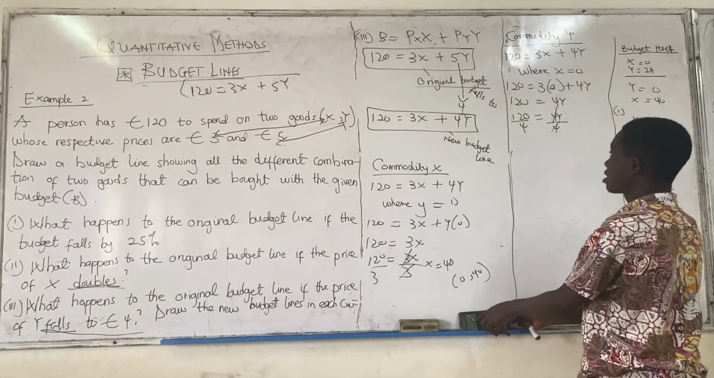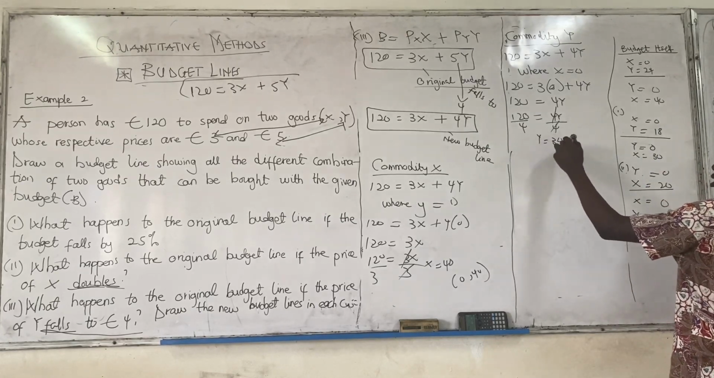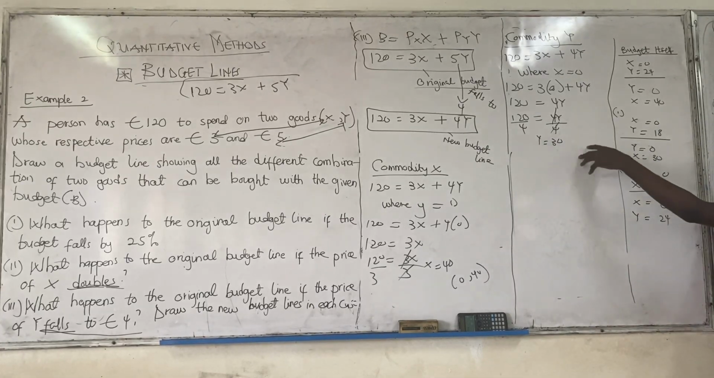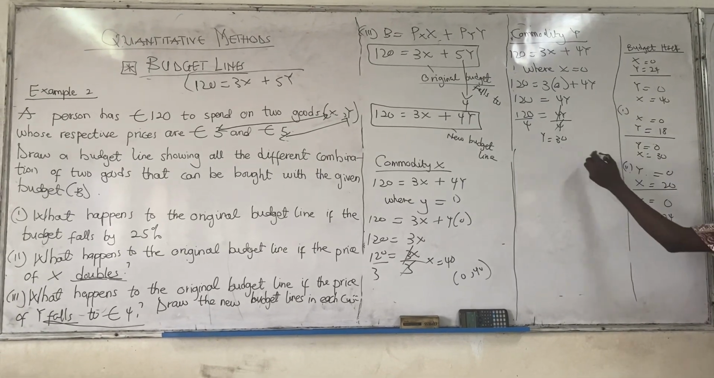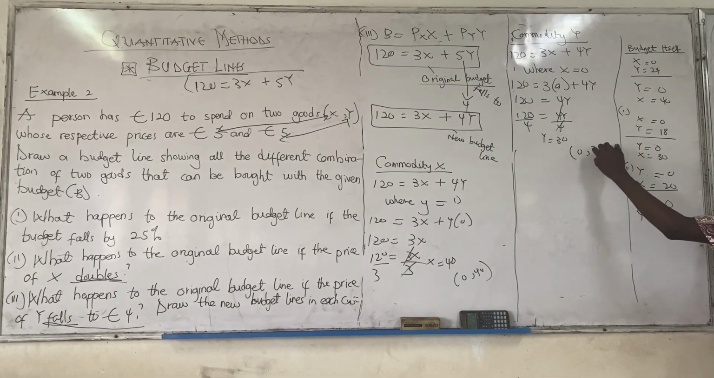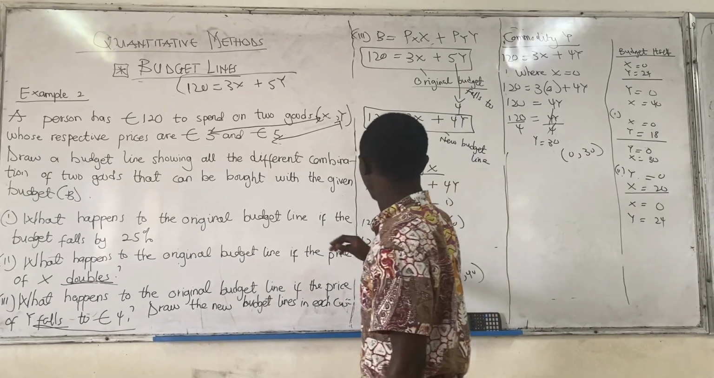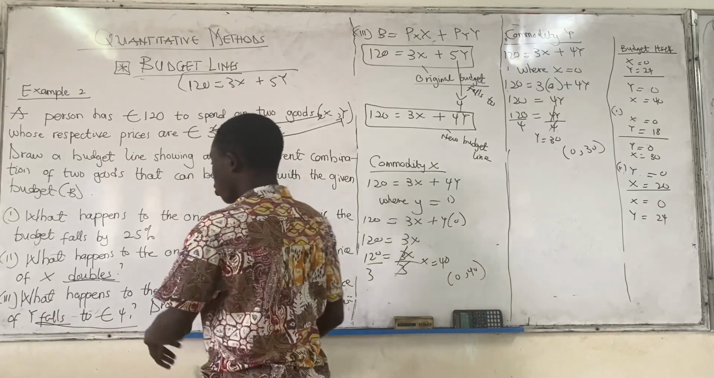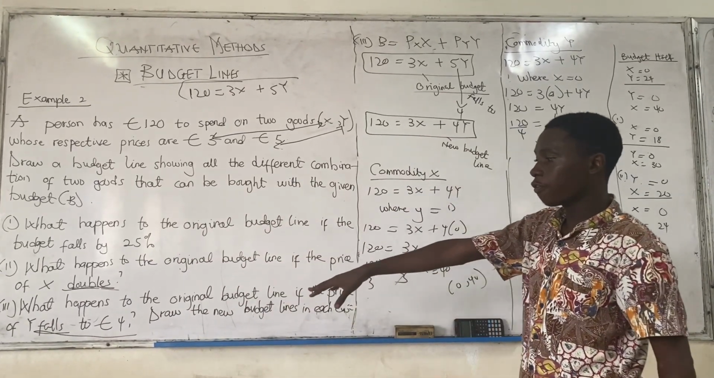I get 30. So y is equal to 30. So based on the commodity y, the coordinates you are going to get is what? 0, 8. So basically, that is what you are going to get for the third question. What happens to the original budget line if the price of y falls to 4 euros?